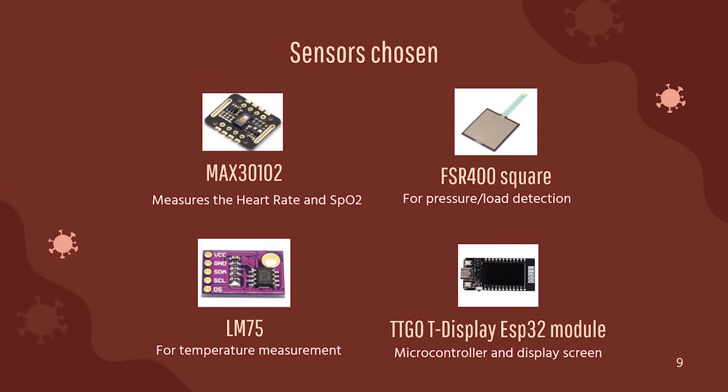Sensors chosen to measure the vital signs are MAX30102 to measure the heart rate and SpO2, LM75 to measure the temperature, a pressure sensor to make sure that the patient is in a resting mode while measuring, and the ESP32 as a microcontroller.